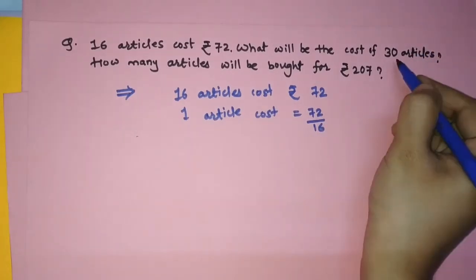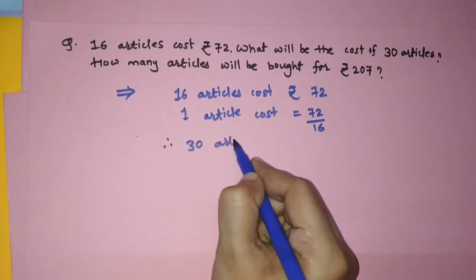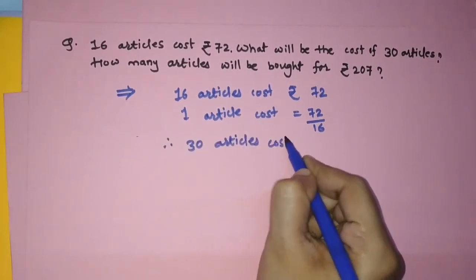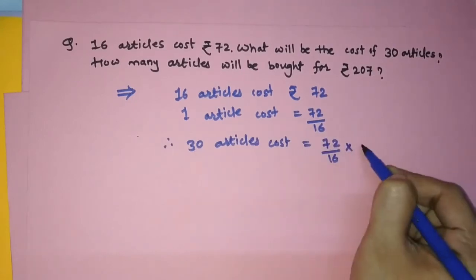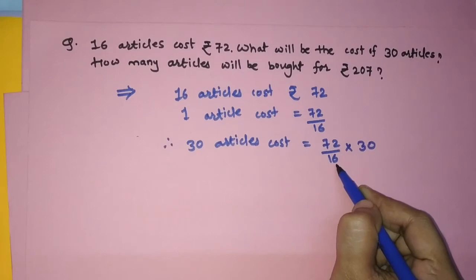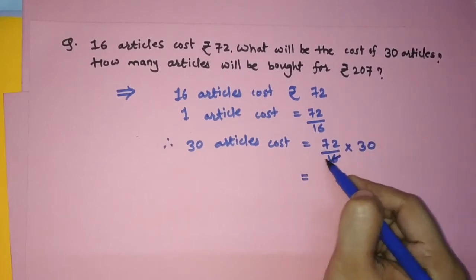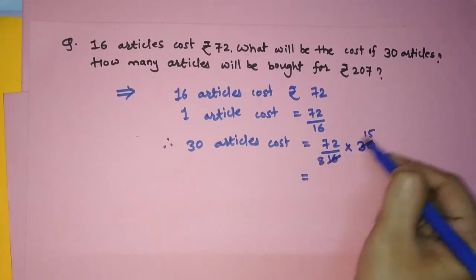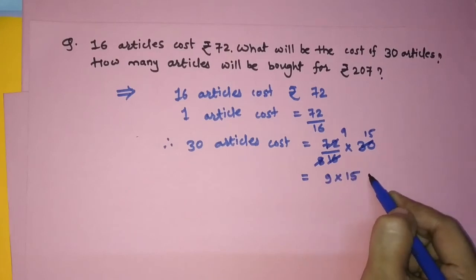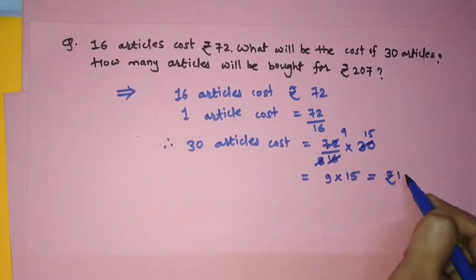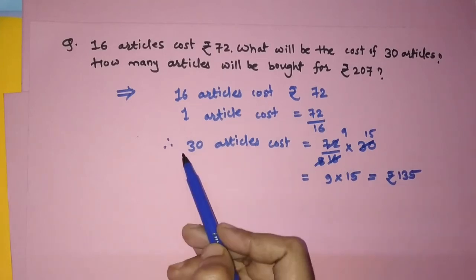And we need to find out for 30 such articles. So 30 such articles will cost 72 by 16 multiplied by 30. This is for the one quantity and this is for the 30 desired quantity. Just go for it here. You can go for 2 8s and here 2 15s, 8 1s, 8 9s. So friends, 9 into 15 you need to multiply, you will get rupees 135. So rupees 135 will be the cost of such 30 articles.